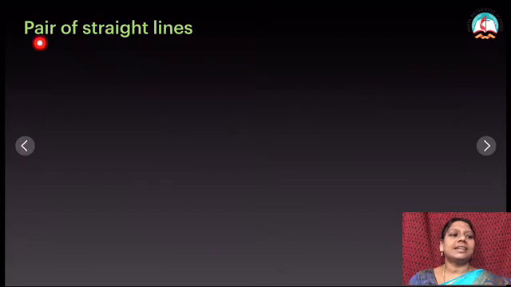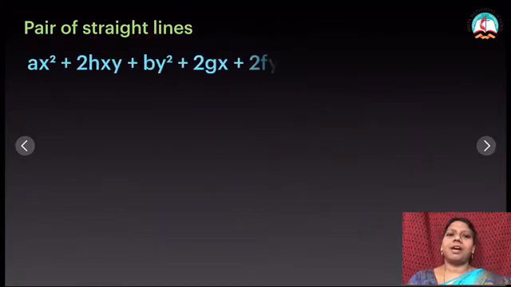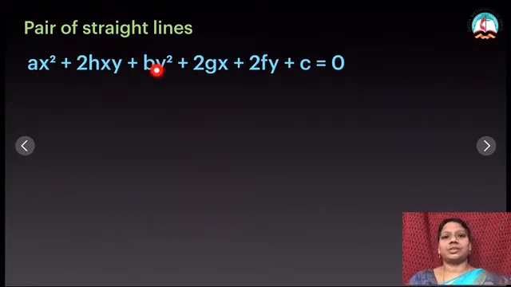Now next we learned the pair of straight line equations. Pair of straight line equations means I am getting two straight line equations from the given one. That means my equation will be of second degree, that is, I should have x square or y square terms. For that we take the general equation ax square plus 2hxy plus by square plus 2gx plus 2fy plus c is equal to 0.